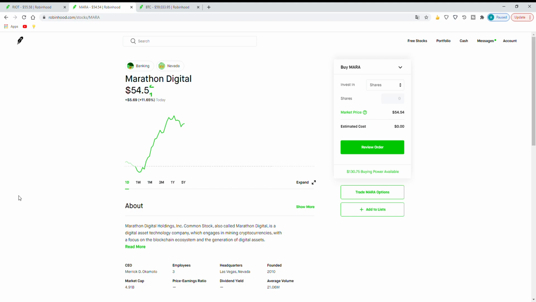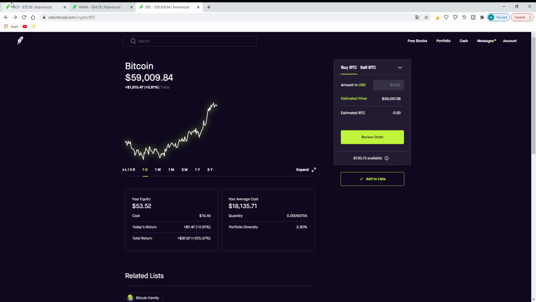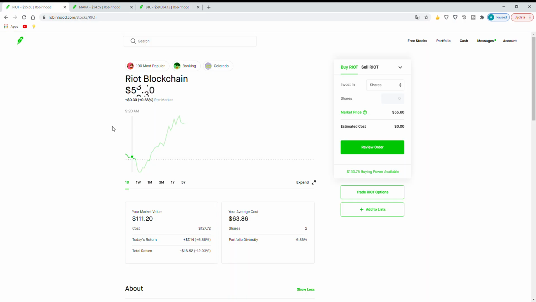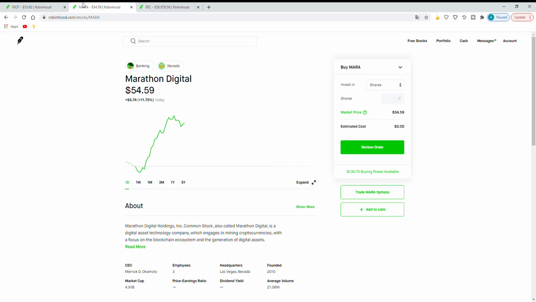They both work with cryptocurrencies, specifically Bitcoin. So both of these stocks will follow Bitcoin when Bitcoin moves. You can see that Bitcoin's up close to 3% today. RIOT Blockchain's up 6.8%, and Marathon Digital's up 11.5%.